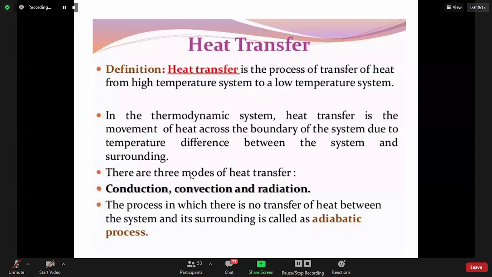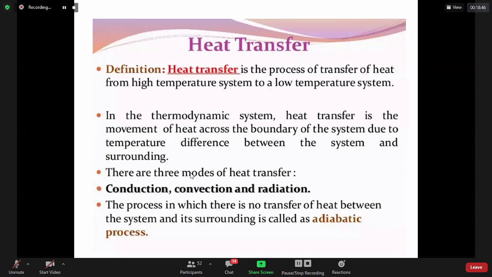Now, the definition of heat transfer: this is the process of transfer of heat from a high temperature system to a low temperature system. There must be a temperature gradient, a temperature difference. Usually heat will flow from high temperature to low temperature. So heat transfer is the movement of heat across the boundary of the system due to temperature differences between the system and the surroundings.